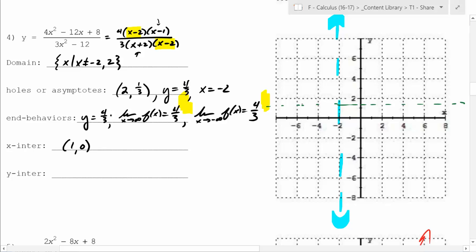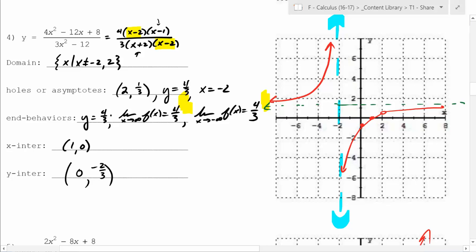Oh, and we didn't get the y-intercept. Can someone tell me the y-intercept? I didn't ask for it. 0, -2/3. Do people agree with that? Yeah. Okay. So we plug those in, 0, -2/3, 1, 0. So what's this thing going to look like? Oh, and do we have a hole at 2 and 1/3, like that? Do people agree with what I'm doing here?